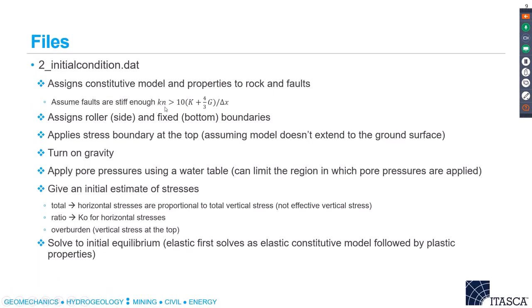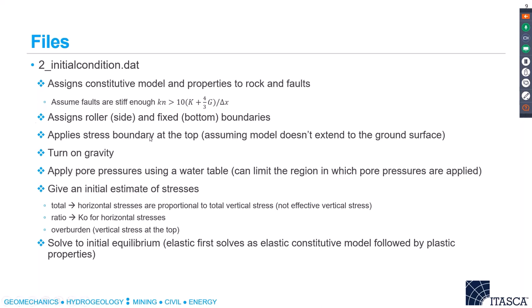We can specify the normal stiffness and the shear stiffness the same way. So if you have the bulk and the shear modulus of the zones around it and the size of the zone around the fault, if you calculate this expression and multiply that by 10, anything larger than that would be sufficient to make the fault stiff enough so that the stiffness doesn't really come into your solution as much. So you assume the fault is stiff enough, and as soon as the stresses reach the threshold, it's going to slip.